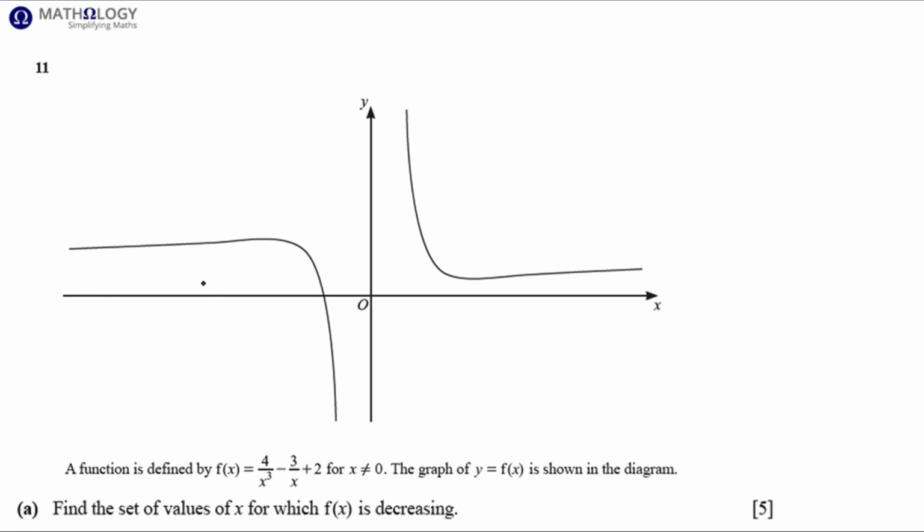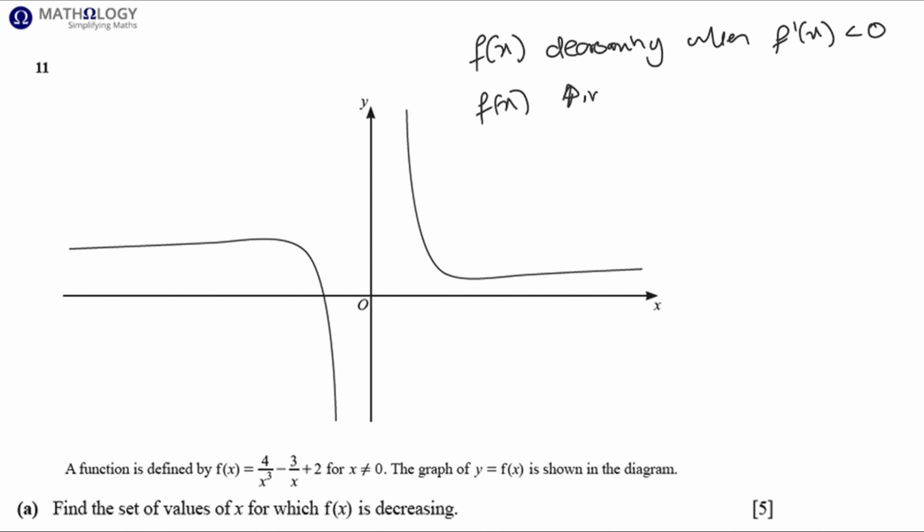Question 11. A function is defined by f of x equals 4 over x cubed minus 3 over x plus 2, for x does not equal 0. We're required to find the set of values of x for which f of x is decreasing. Now, the function f of x will be decreasing when the first derivative function, or the gradient function, is less than 0. And conversely, the function will be increasing when the derivative function is greater than 0.